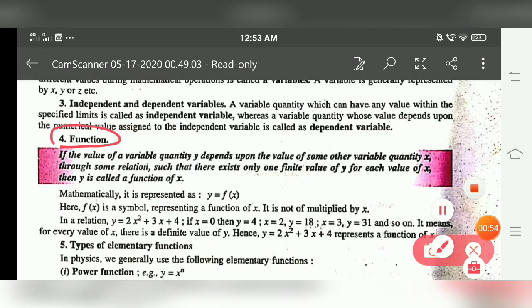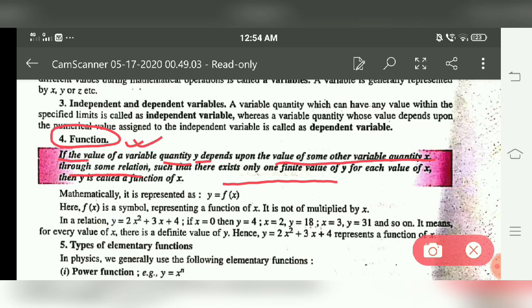Now next is a definition which is new to you, that is function. What is function? If the value of variable quantity y depends upon the value of some other variable quantity x through some relation such that there exists only one finite value of y for each value of x, then y is called a function of x. I will describe it with the best example.